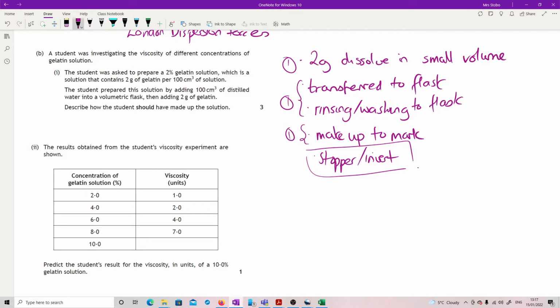The results obtained from the student's viscosity experiment are shown. Predict the student's result for the viscosity in units of a 10% gelatin solution. Okay, so we're just looking for a pattern. This is going up in 2s, so we've got the same gap every time. That's helpful. We've got an increase of 1, an increase of 2, an increase of 3. Well, there's an obvious pattern. There must be an increase of 4, not must, but a reasonable prediction. So I'm expecting 11.